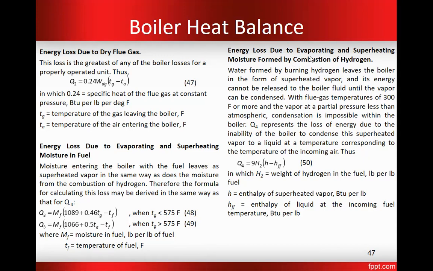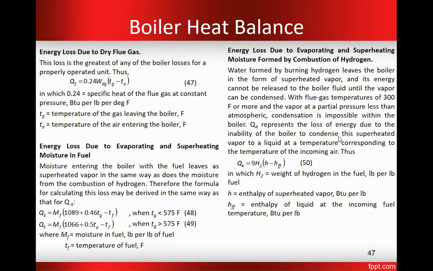Okay. So, energy loss due to evaporating and superheating moisture formed by combustion of hydrogen. The composition of your fuel is carbon, hydrogen, oxygen. Hydrogen, moisture. So this is moisture formed by combustion of hydrogen. Water formed by burning hydrogen leaves the boiler in the form of superheated vapor, and its energy cannot be released to the boiler fluid until the vapor is condensed. With flue gas temperatures of 300 Fahrenheit or more and the vapor at a partial pressure less than atmospheric, condensation is impossible within the boiler.